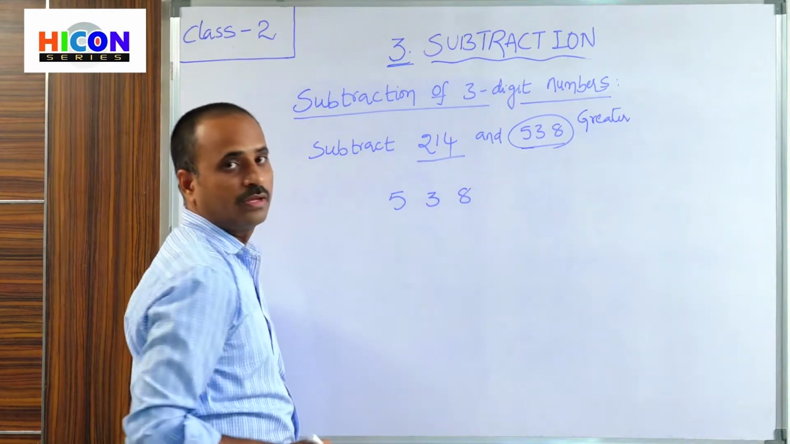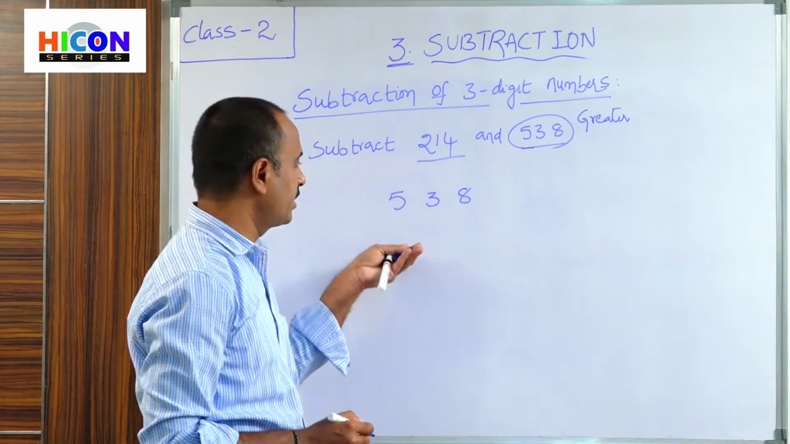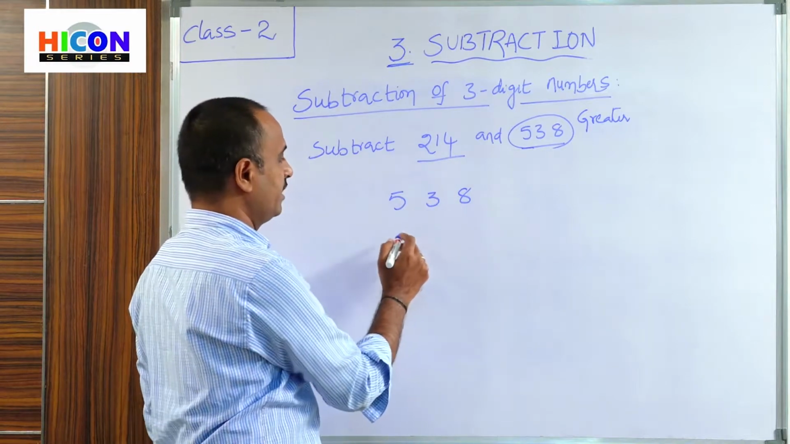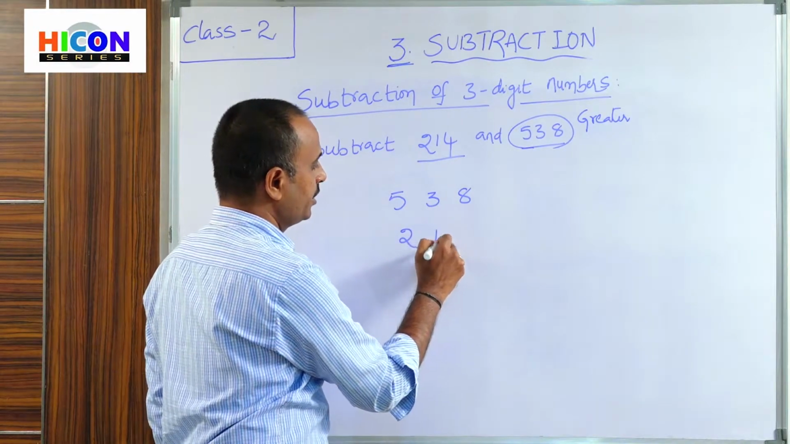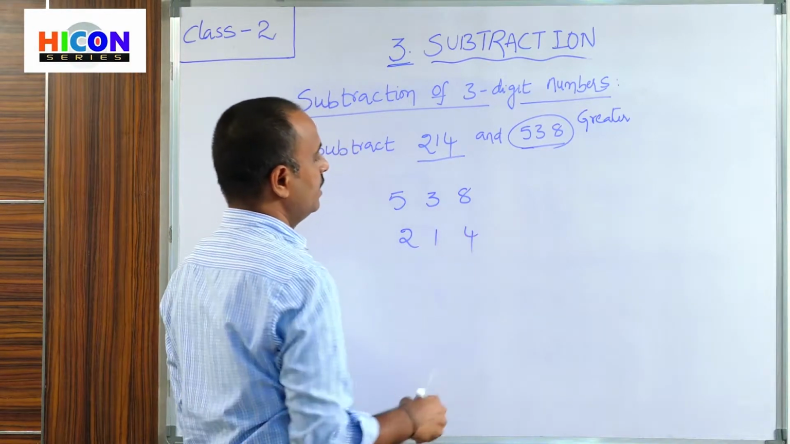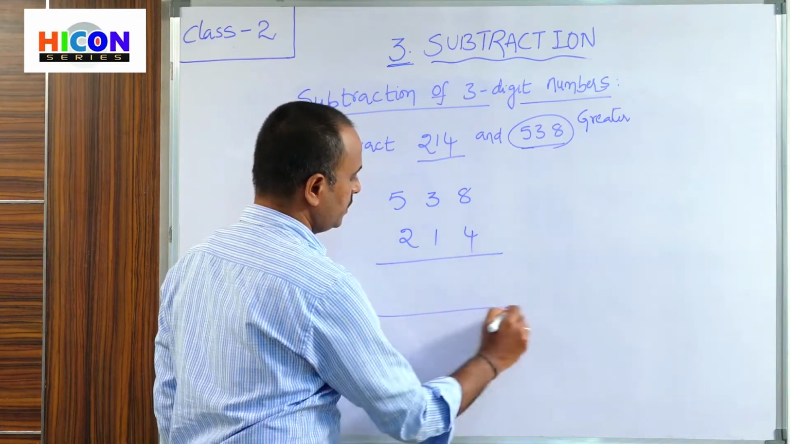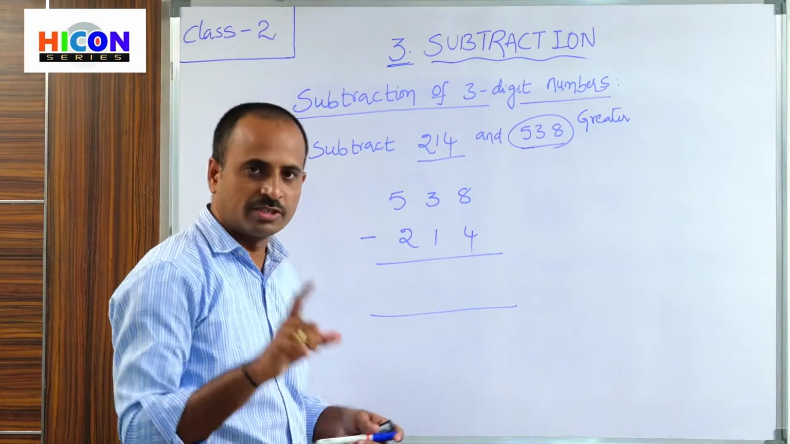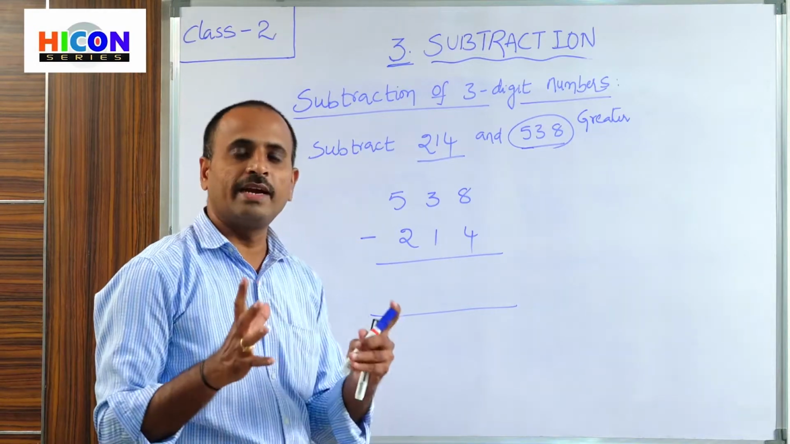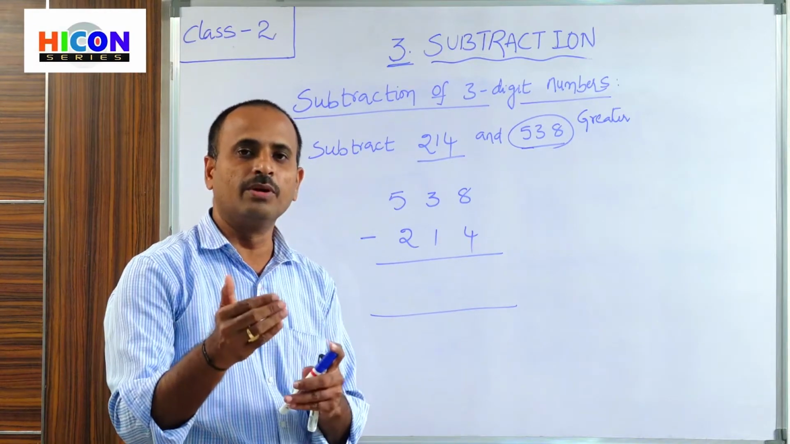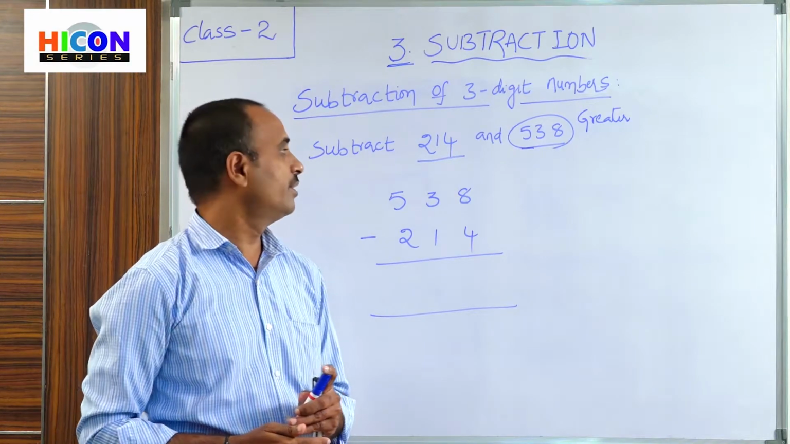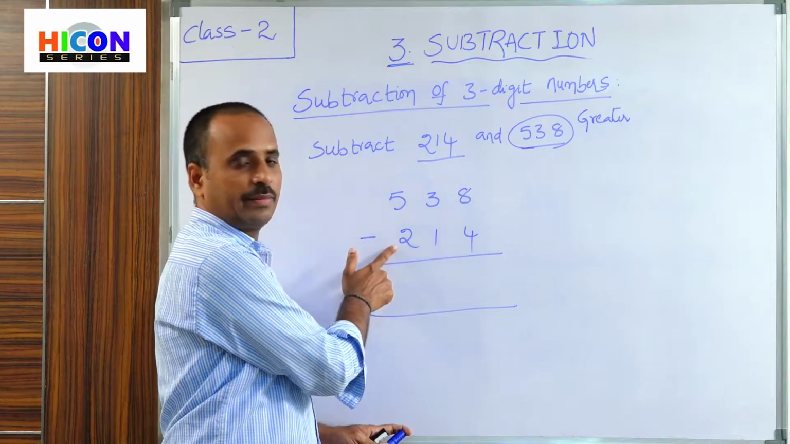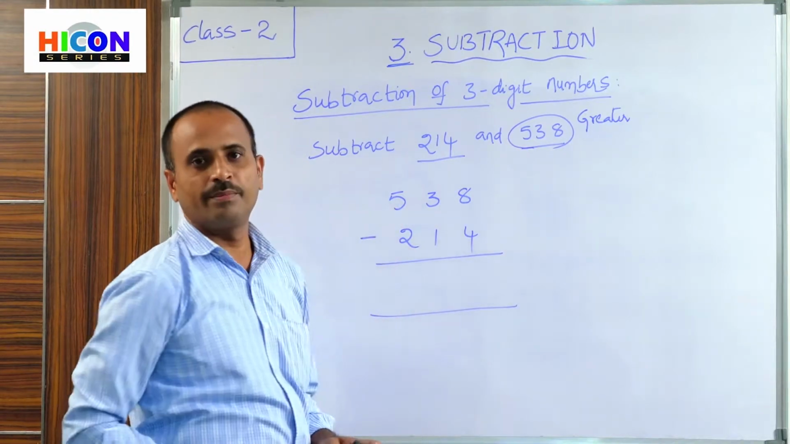538. Now write the smaller number below the greater number. The smaller number is 214. So we have to subtract these two numbers. The first step is to write the two numbers one below the other, the greater number first and the smaller number below the greater number.